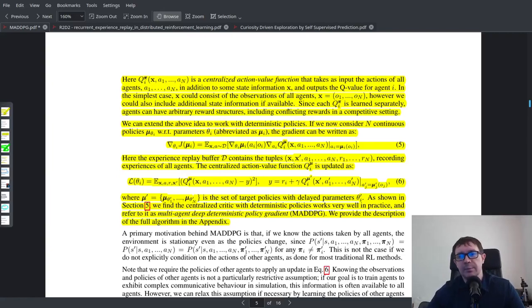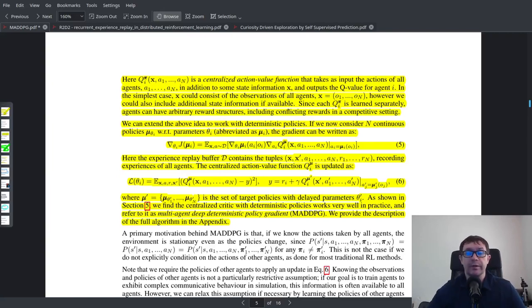We'll again be sampling relevant data from the replay buffer, but instead of just sampling single observations, we're going to be sampling this vector X that contains all of the observations as well as the set of all actions taken by the agents at each time step.